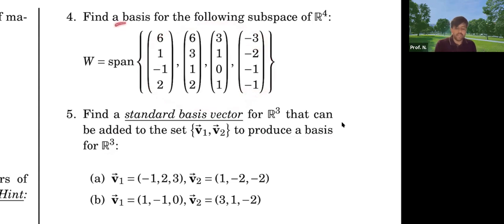So to create a basis, remember you need 2 things. You need to be able to span and be linearly independent. So it's kind of implied that this set of 4 vectors is going to be linearly dependent. So one of these vectors is a linear combination of the other 3.